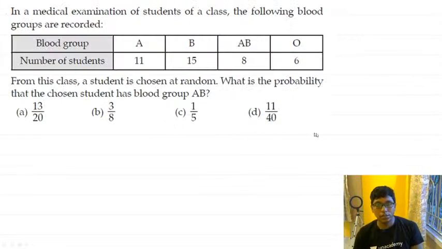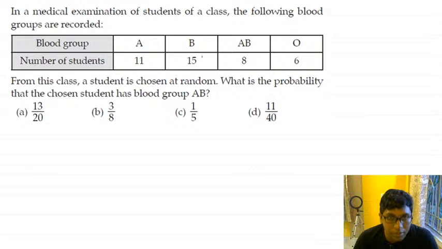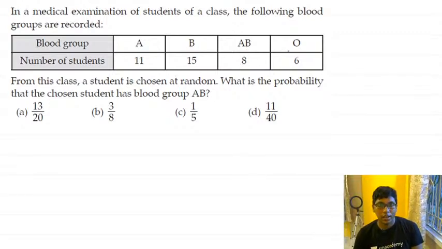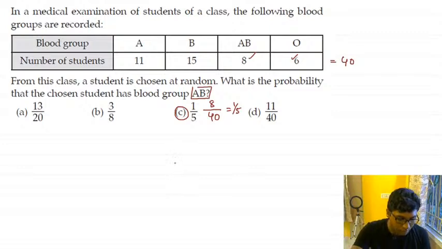In a medical examination, students in a class have their blood groups recorded. The blood group A is 11, B is 15, AB is 8, and O group is 6. What is the probability that a person chosen will have AB group? Okay, so the total number of students is not given, so that's what I have to first find out. 6 and 8 is 14, 14 and 15 is 29, and 11 is 40. So there are 40 total students. So probability of AB will be 8 by 40, right, or 1 by 5. So option C is the correct answer. We'll go for the next question.